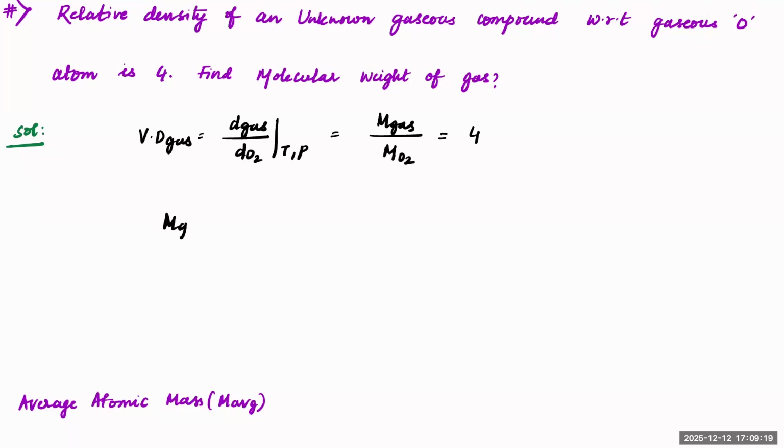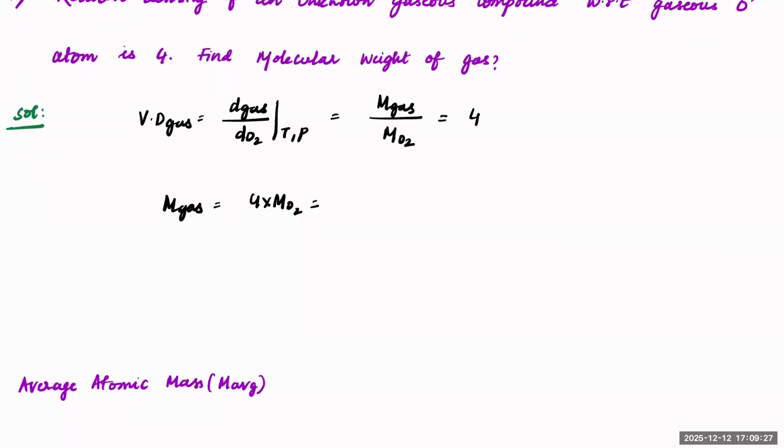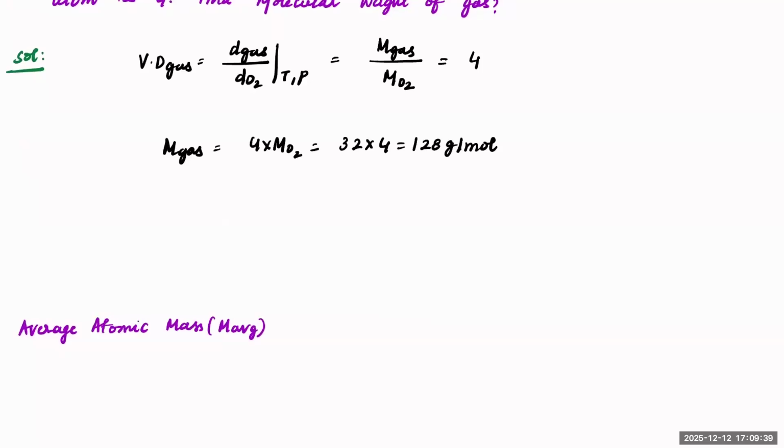So molar mass of a gas is equal to 4 times molar mass of oxygen. Molar mass of oxygen is how much? 32, into 4 times. Clear? So how much is it? 128 grams per mole. So it all depends upon by what atom or molecule you are defining.